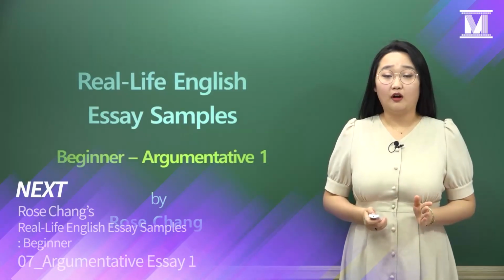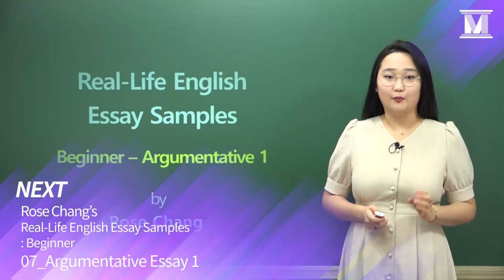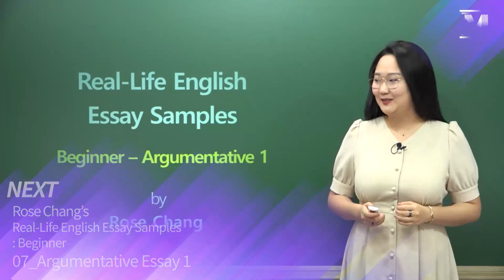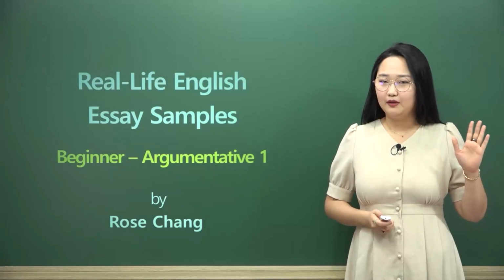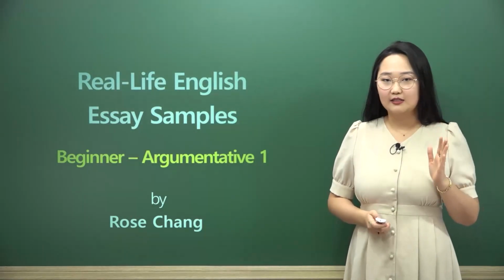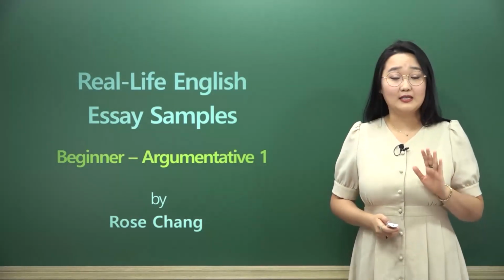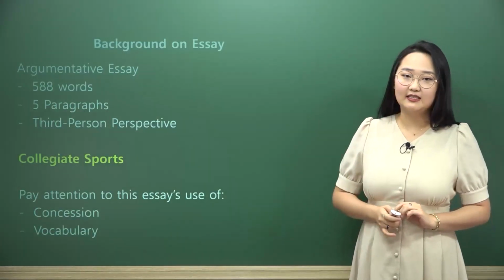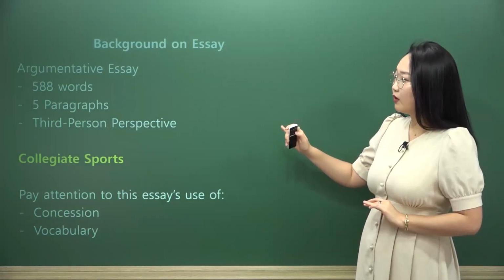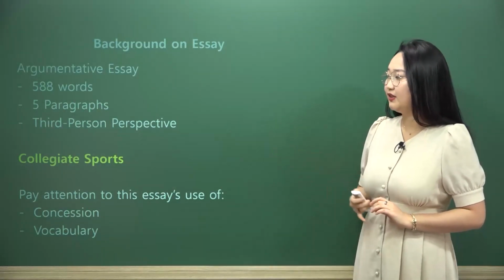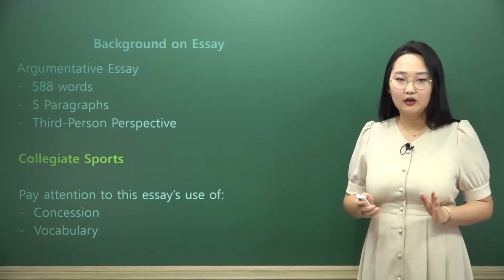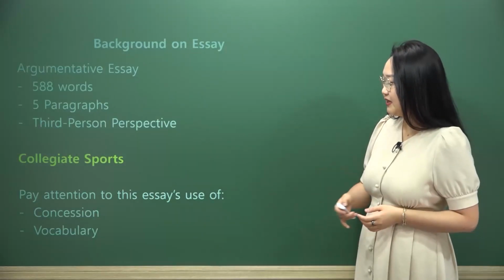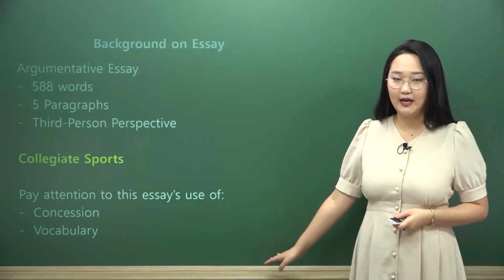Okay, you guys, now we are on to a different style of essay, more specifically our argumentative essay. Now, we are now switching into a different gear, so I need you guys to just kind of put the narrative essays in the back of your mind, because now we're going to be talking about a style that is much, much different than the narrative. So, argumentative essay, today's example is going to be 588 words, 5 paragraphs, and written in the third-person perspective, talking about collegiate sports, or in other words, college sports. And pay attention to this essay's use of a concession and vocabulary.